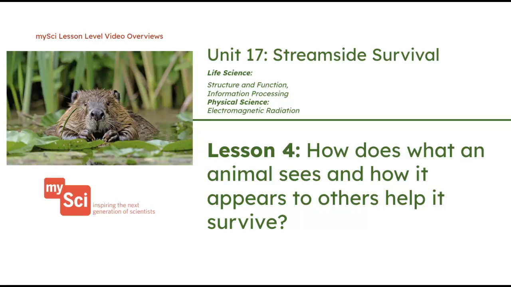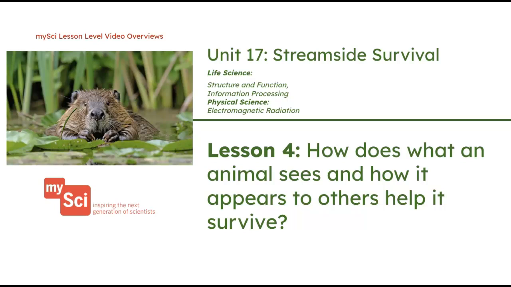In this lesson, students figure out that animals can see objects when light reflects off of them and enters their eyes. They learn that animals perceive the world differently. They figure out that animals have observable features that help them survive.